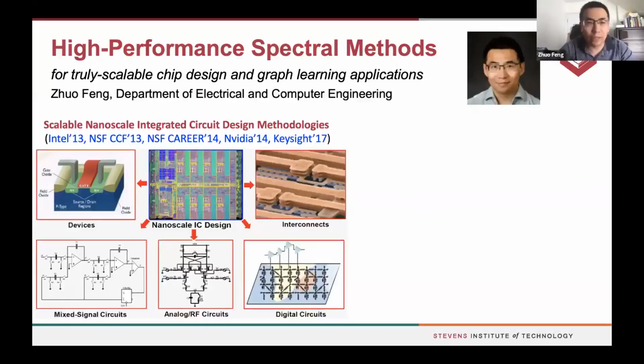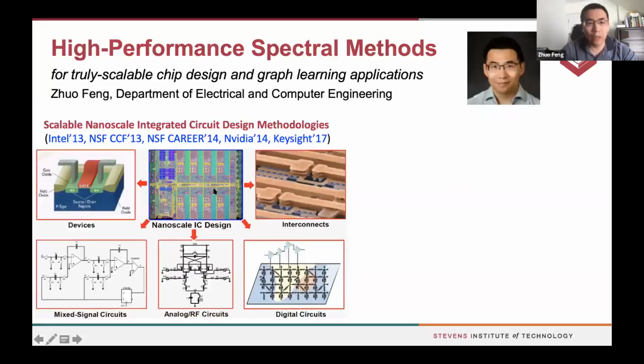It's my great pleasure to be here talking about our recent work on high-performance spectral methods with applications in chip design and graph learning. First of all, I would like to give a very high-level summary of our recent research work. In the past decades, we have been striving to develop really efficient algorithms for designing nanoscale chips, which may involve tens of billions of elements.